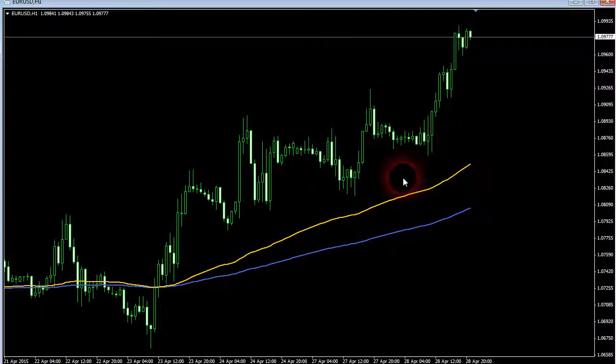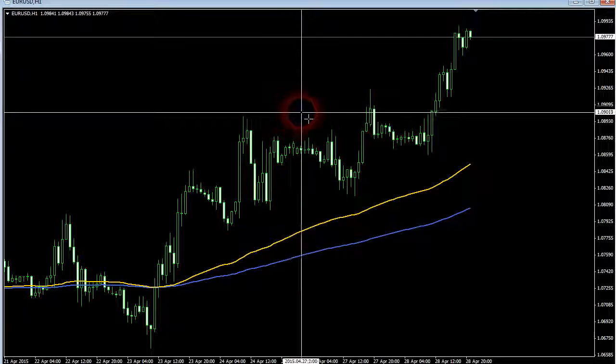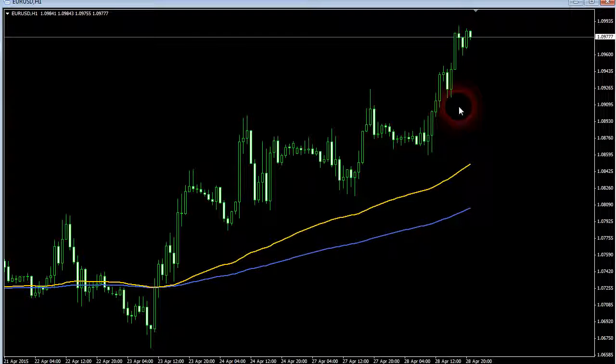So that's for the trend. In the next video, we can take a look at how we can draw support and resistance lines and adjust them with the help of our EMAs.